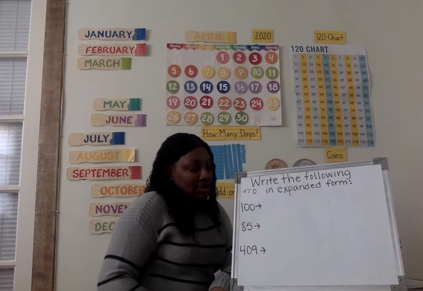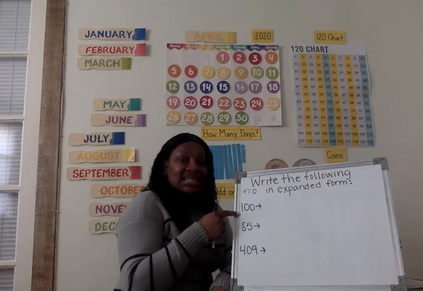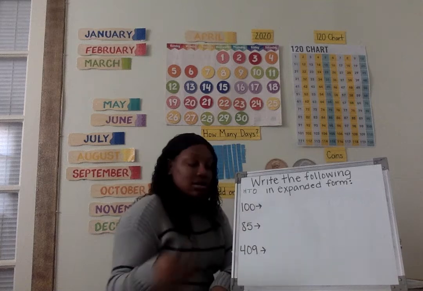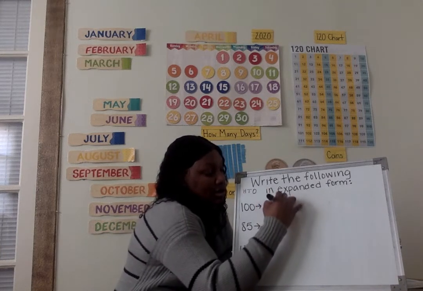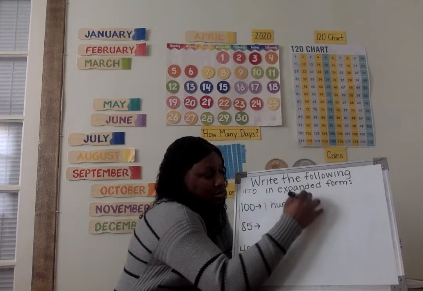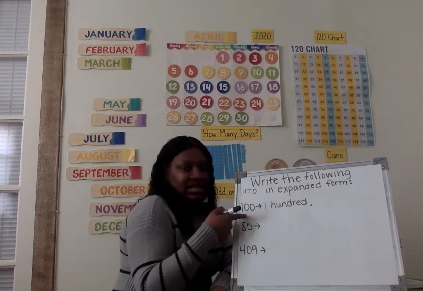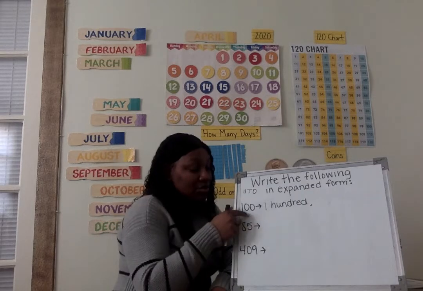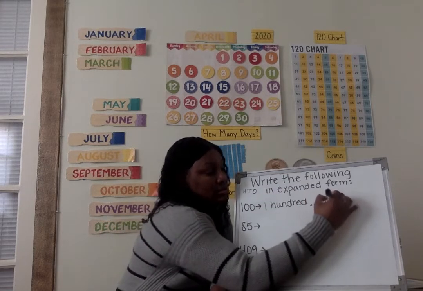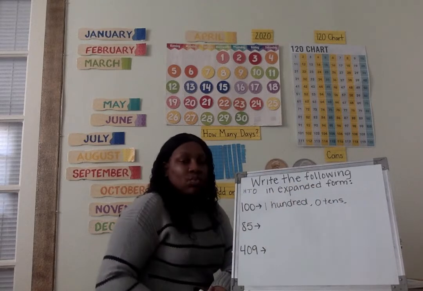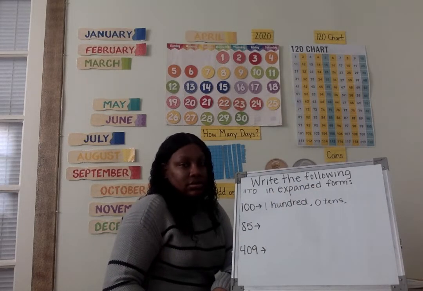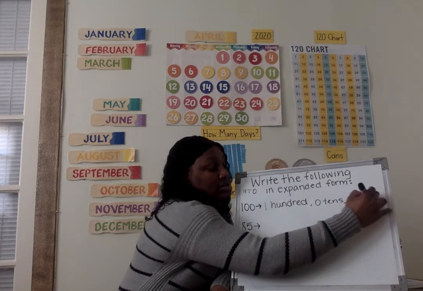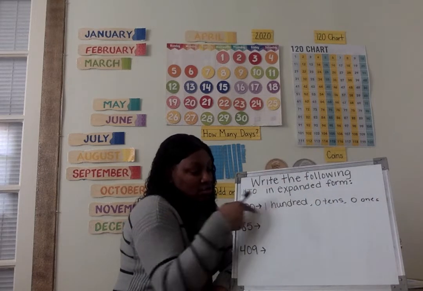Do we have a number in the hundreds place? That's right. This number has 100. So I'm going to write 100. What about tens? How many tens are in the number 100? That's right, there are none. So we can write 0 tens. And how many ones are in the number 100? 0 ones.